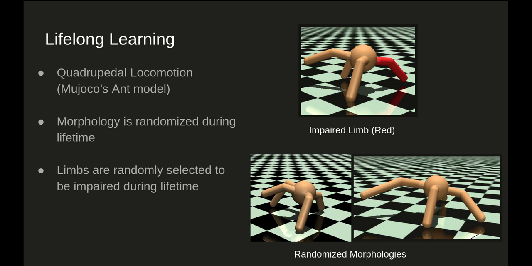So one of the more interesting pieces of work we did was to showcase the lifelong learning capability of random mutation search. We started out with the quadrupedal locomotion model from MuJoCo's ant, and we modified this to allow morphological randomizations, as you can see in the two bottom images, and limb impairment at the top there. These modifications occurred randomly over the lifetime of the walker.